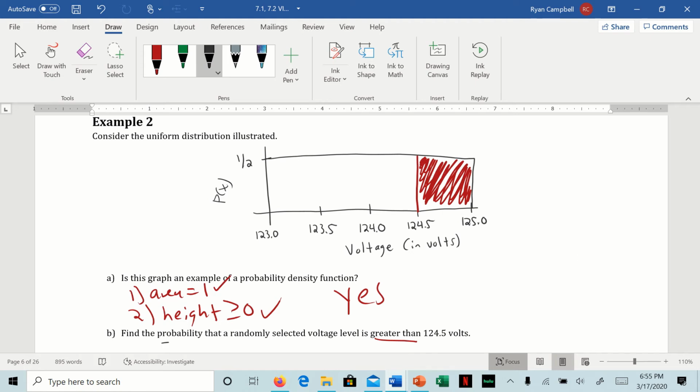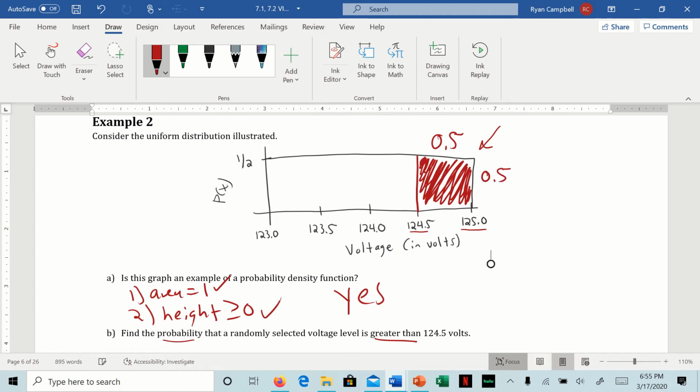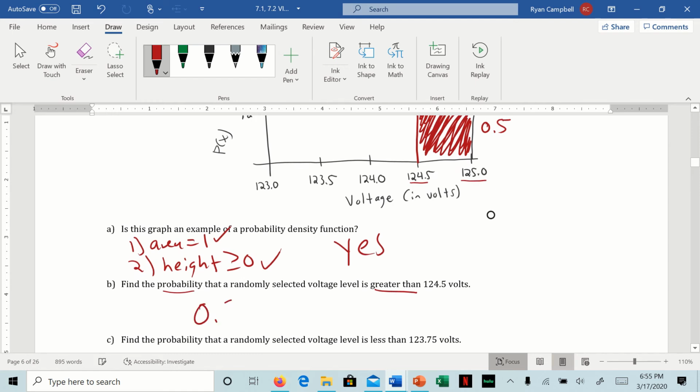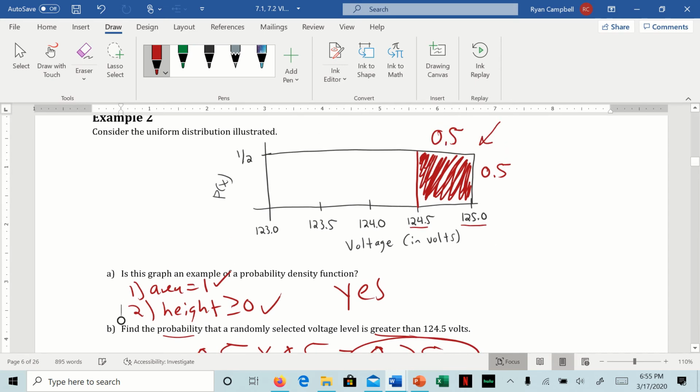So to find the probability, remember we said probability and area are the same thing. So we can just figure out what this area is. And we already know how to do area, right? It's length times width. So we can see that between 124.5 and 125, we get 0.5. And the width, once again, is 0.5 because 1/2 is 0.5. So 0.5 times 0.5 is just 0.25. Right? 25%, which also makes sense. We could cut this up into 4 different sections, and this would be one of the 4, which would be 25%.